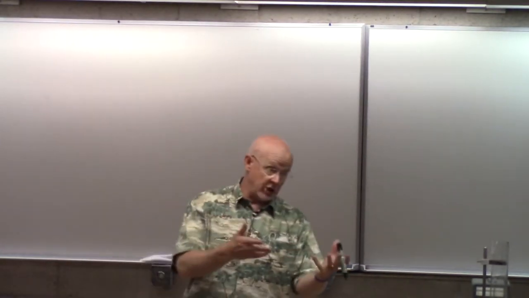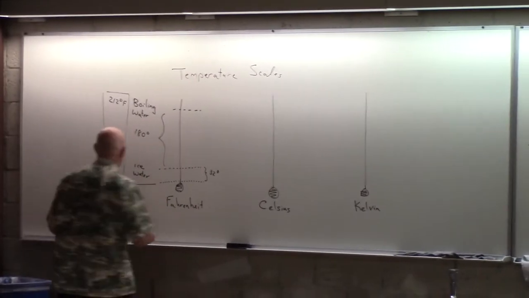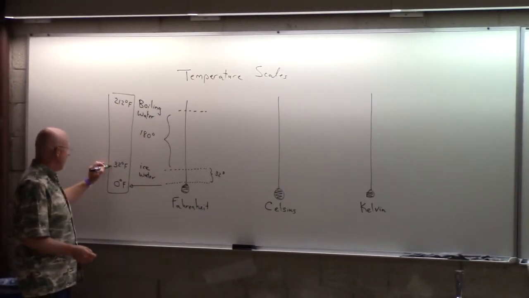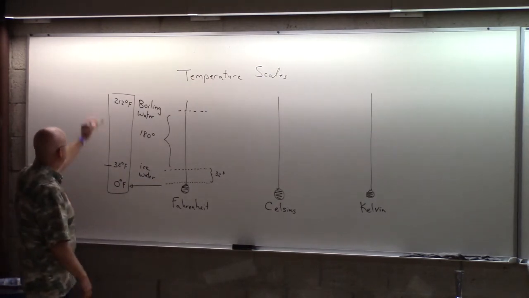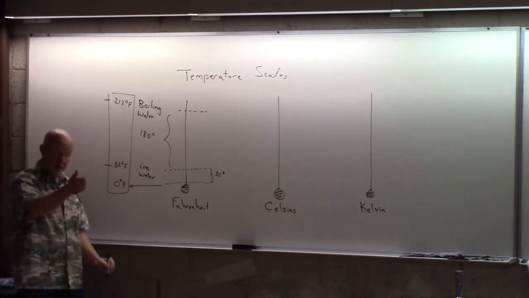And so what I want you to get out of this, if you don't already know, is that on the Fahrenheit scale, ice water is 32 degrees Fahrenheit. Boiling water is 212.